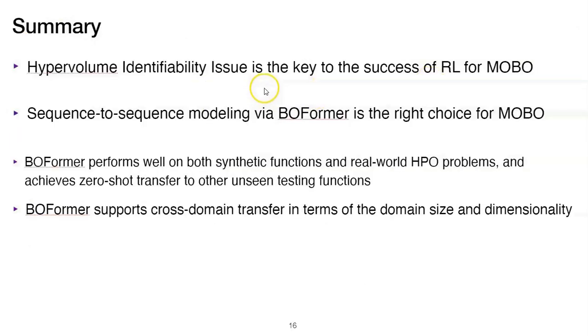A quick summary is, if we want to use RL to solve MOBO, solving the hypervolume identifiability issue is a key point. And BOFormer, which leverages the transformer to solve MOBO, is the right choice.